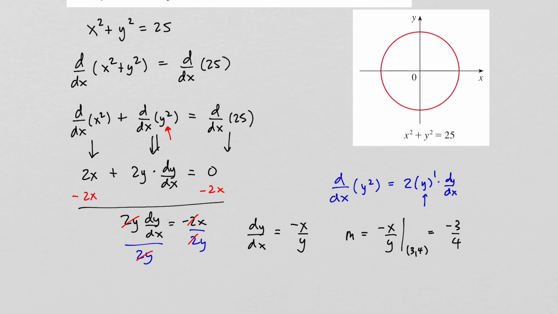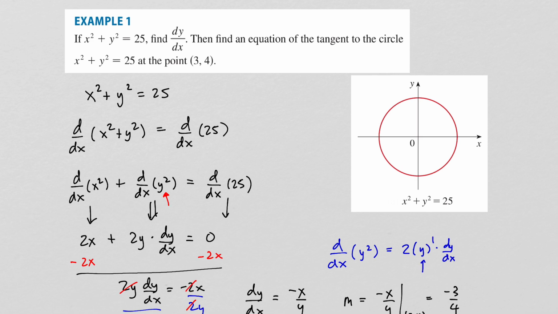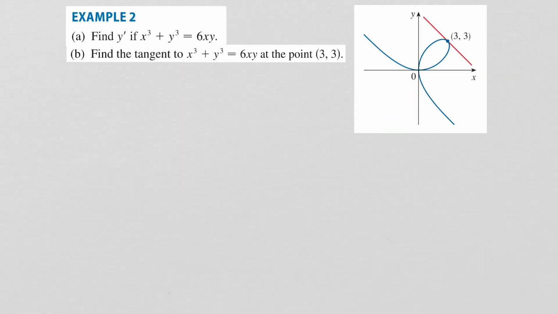So let's take a look at some other examples. In the second example, we want to find y prime given the equation x cubed plus y cubed equals 6xy. And then we want to find the tangent to that curve at the point 3, 3. So let's focus on the derivative. We have x cubed plus y cubed is equal to 6xy.